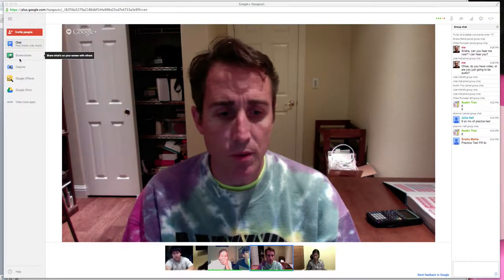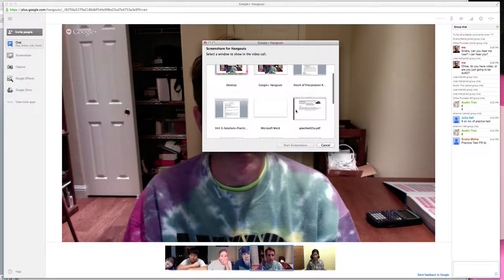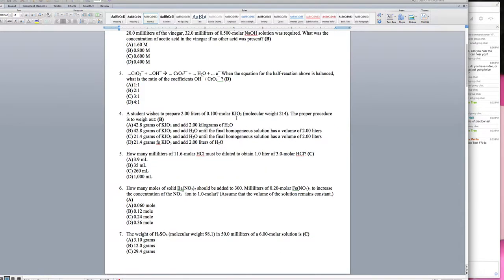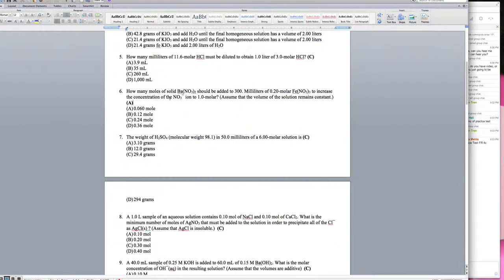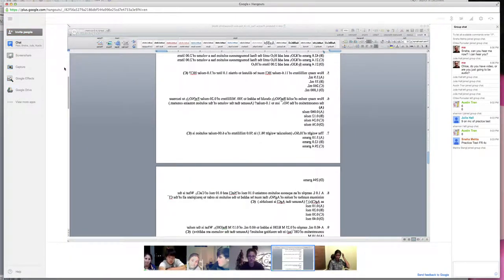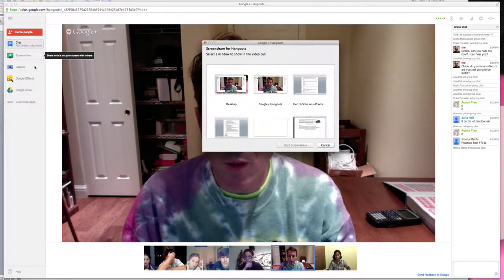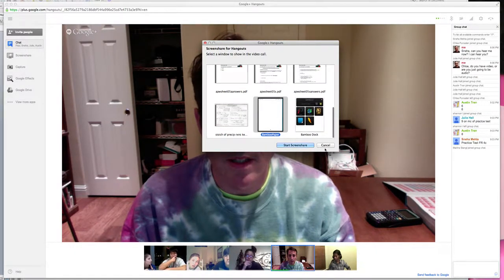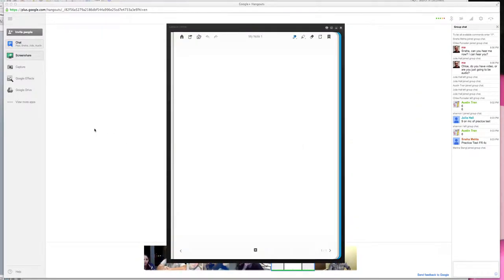All right, so I'm going to screen share these really quick. We're looking at the practice test for all these, it looks like. 6, 8, 9, and then the free response. So this one right here, number 6, how many moles of solid barium nitrate? When you're doing this, this one's kind of tricky. So let's see. I'm gonna have to switch screens again to get my bamboo tablet. Oh, hey, Marina. Okay. There it is. All right, so can you guys see the bamboo tablet now?